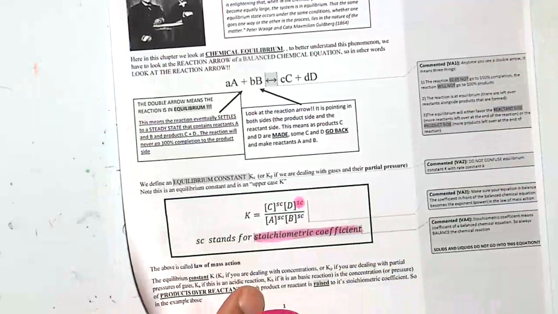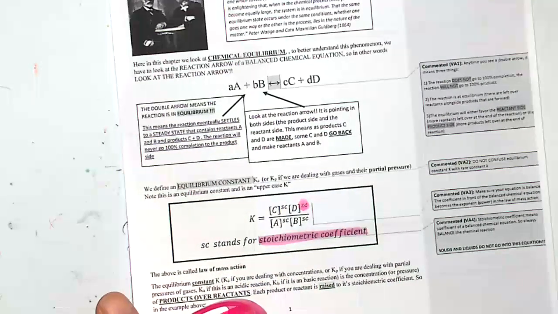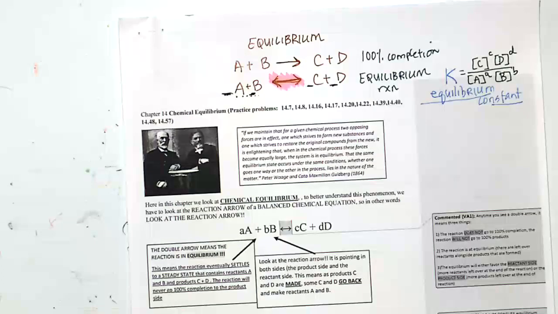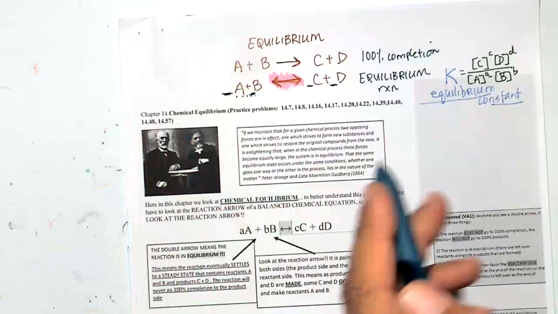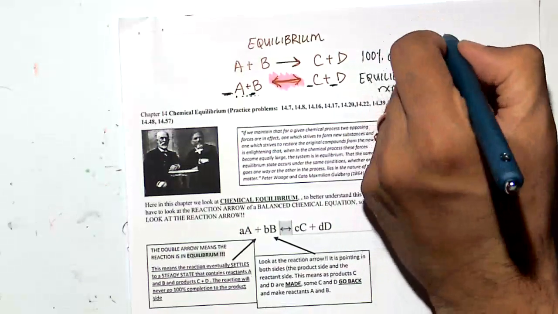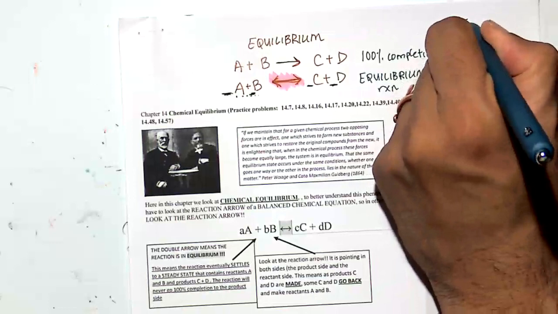Okay, so what do we do in this chapter? What do we do, not just in this chapter, okay? What do we do since chapter 1? Okay, we always balance our equations, okay? We balance it and that number becomes the exponent. Okay, this is products over reactants.